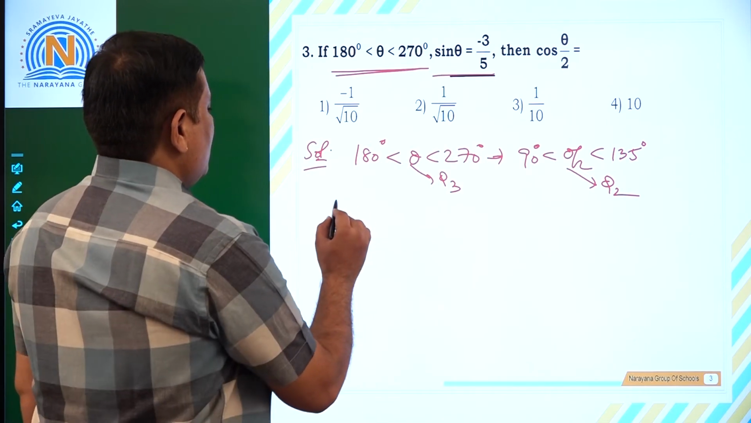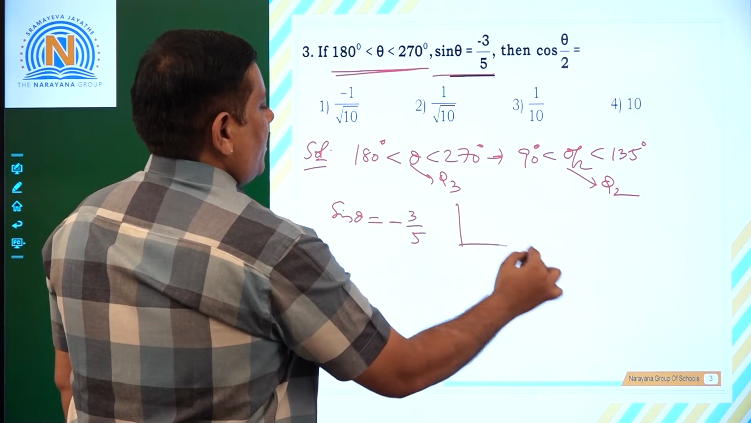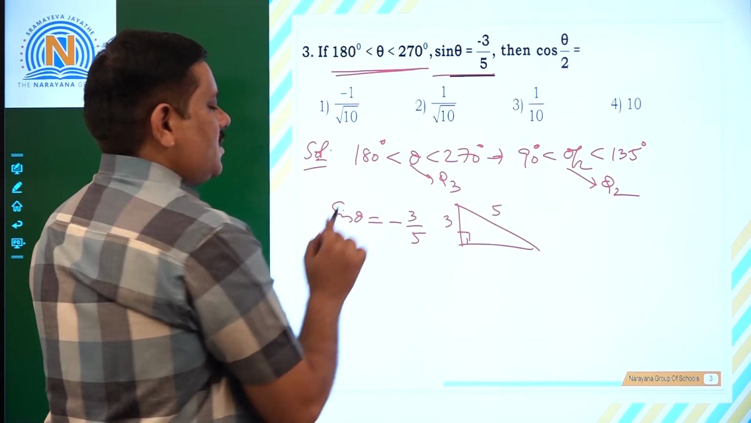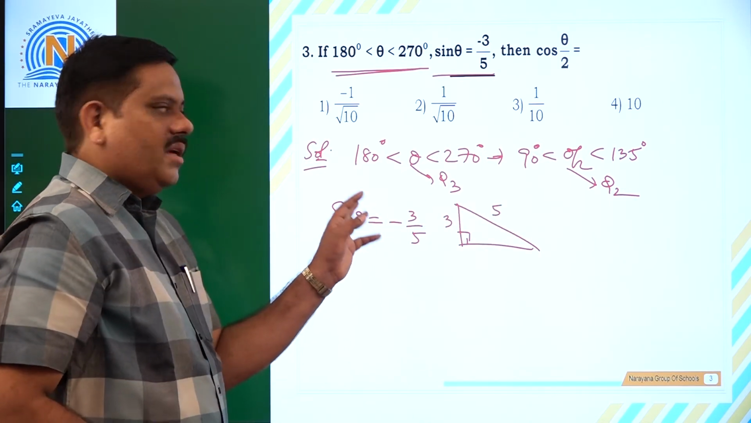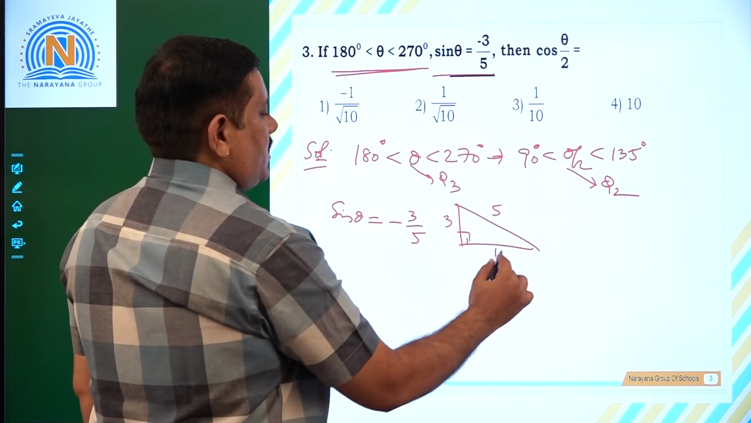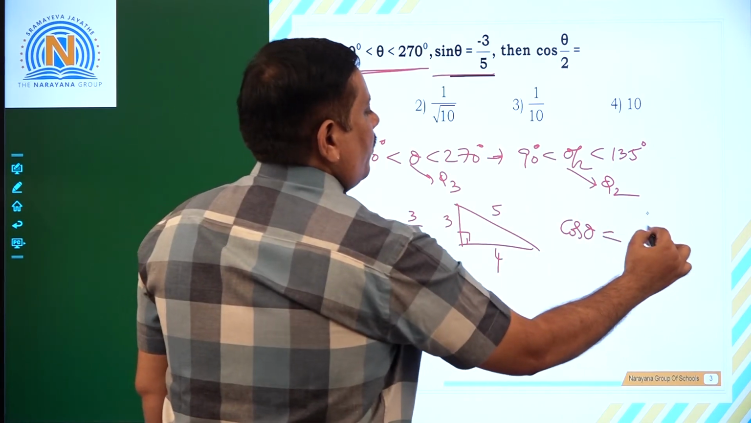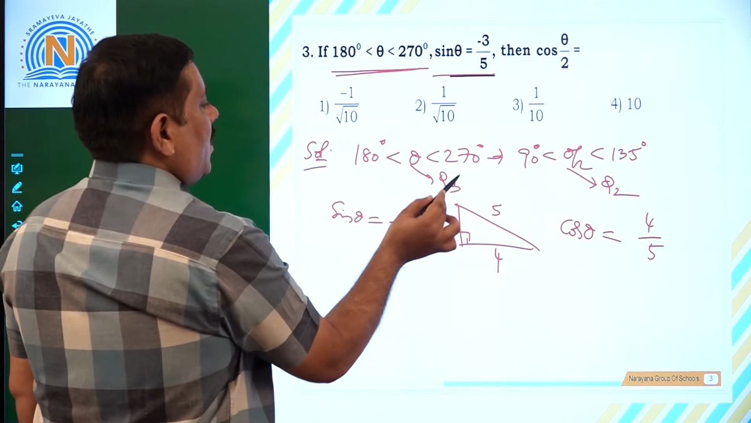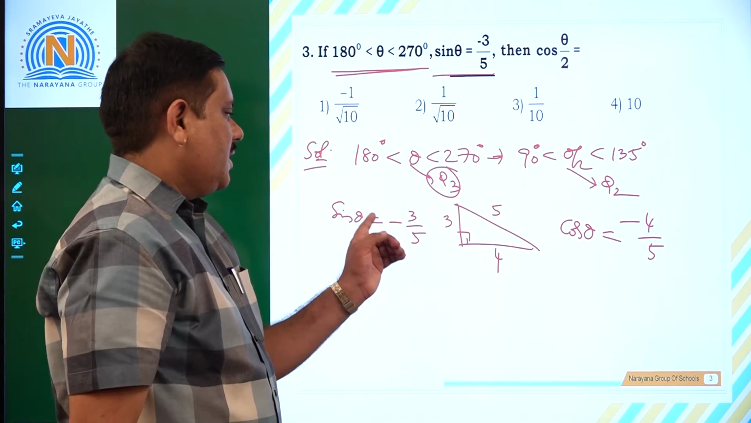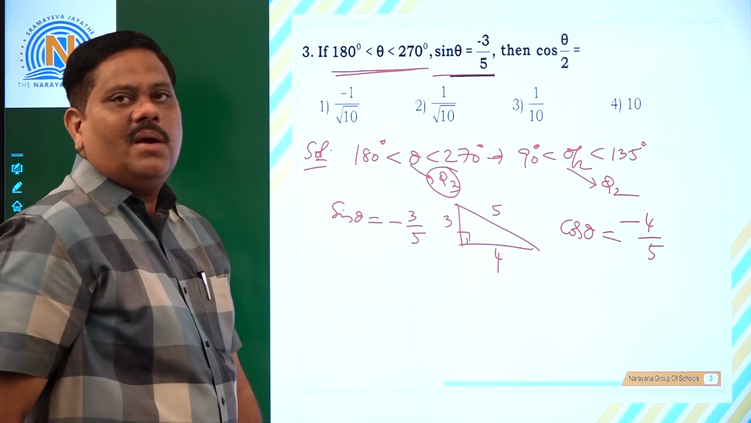What I am trying to do is, sin theta is given as minus 3 by 5. Let me take a right triangle. This is 3 and this is 5. Don't consider the sign. The sign is only giving an idea that theta is not in the first or second quadrant. That's all. So the other side is 4. In terms of the triangle, cos theta is 4 by 5, but theta is in quadrant 3, so cos theta will become minus 4 by 5. Sin theta is negative and cos theta is negative in the third quadrant. So we have to take cos theta as minus 4 by 5.